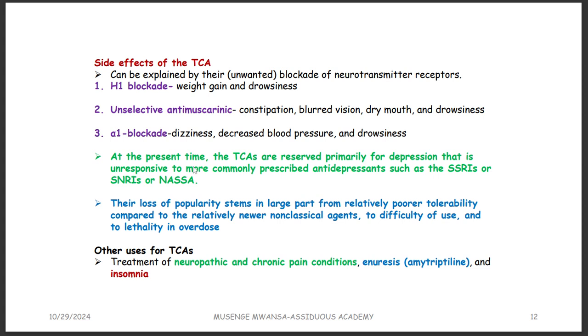At the present time, you don't normally use the tricyclic antidepressants. They have been reserved for depression that can't respond to the good guys, like the selective serotonin reuptake inhibitors, the serotonin norepinephrine reuptake inhibitors, and the others. Especially the selective serotonin, these are the best. So these guys have lost popularity because they are not tolerable. They have got a lot of side effects, as you have seen. They are difficult to use and they are deadly in overdose.